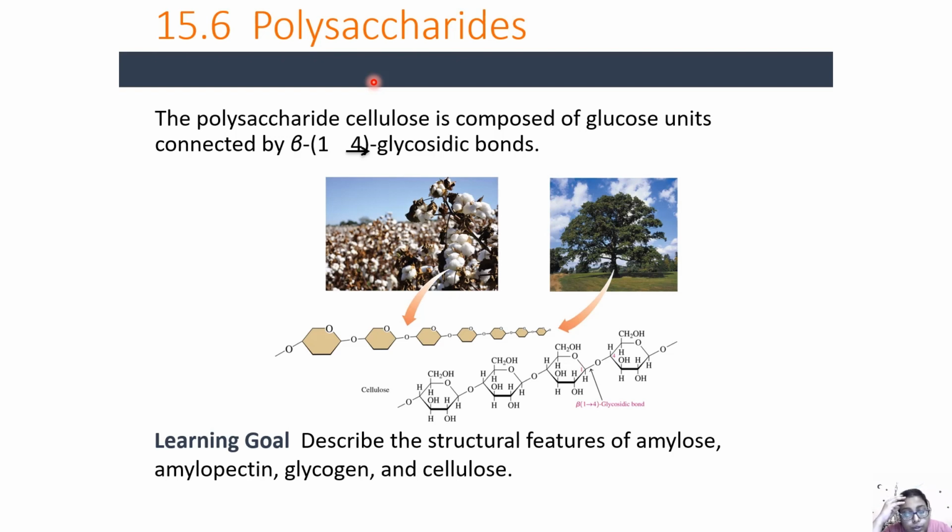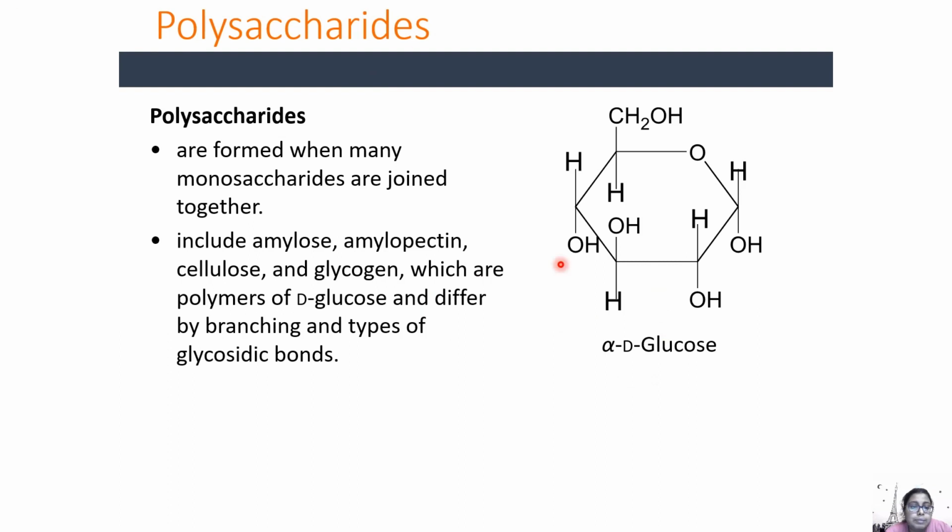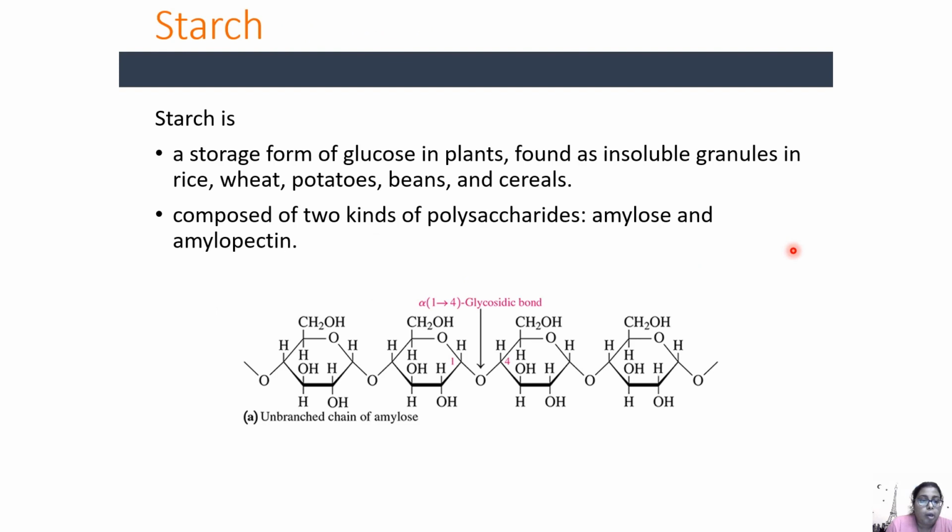It is composed of glucose units that are connected by beta 1,4 glycosidic bonds. Polysaccharides are mainly formed when the monosaccharides are joined together. So they can include amylose, amylopectin, cellulose, D-glucose, and differ by branching and types of the glucosidic bonds. Starch is another kind of polysaccharide. It's a storage form of glucose in plants found in insoluble granules, rice, sweet potatoes, etc. It is composed of two kinds of polysaccharides, amylose and amylopectin.